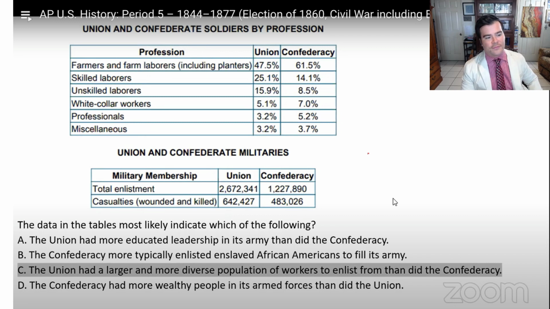Yeah, we have more of a diverse population, more of a population to pick from, right? Because here it doesn't talk about education, right? So throw A out, right?